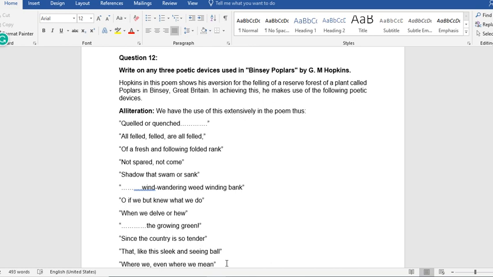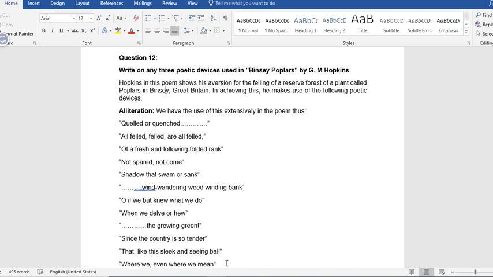Hopkins in this poem shows his aversion for the felling of a reserve forest of a plant called poplars in Binsey, Great Britain. In achieving this, he makes use of the following poetic devices. This is just an introduction. You can't just go straight and define the poetic devices without giving an introduction about the poem. That is what the poem is about, briefly.